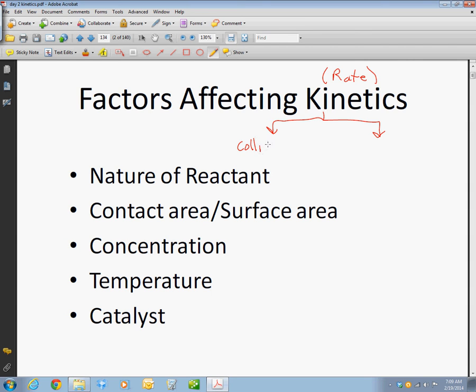The collisions that take place between the reactants and the chemical reaction steps. All chemical reactions have what we call mechanisms. So those are the key two components: the collisions that take place between the reactants and the mechanisms. There are 5 main things that can affect this first component, which is your collisions.